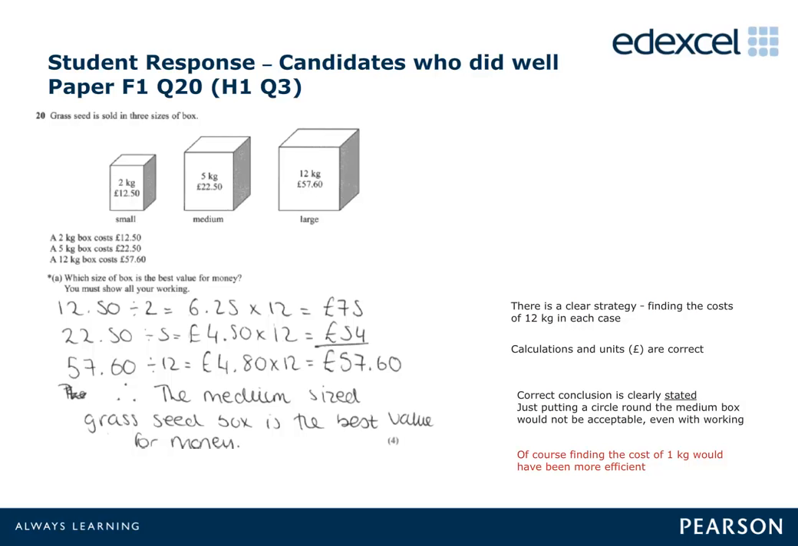In this question, common to both tiers, students had to decide which was the best buy, show their working, and give a definite statement. In this response, the student has certainly done that.